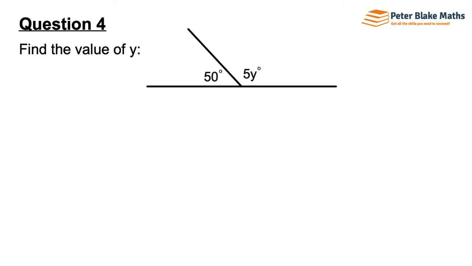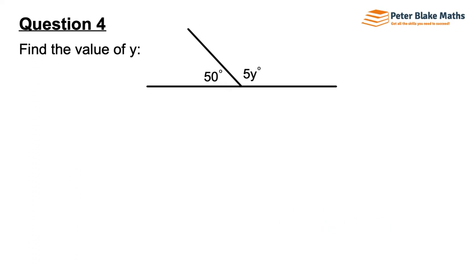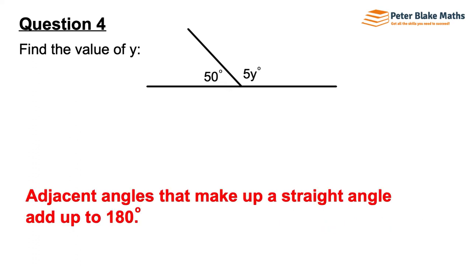Question 4. Find the value of y. Adjacent angles that make up a straight angle add up to 180 degrees. So we've got a 50 and a 5y that should add up to 180 degrees. Once again, we're going to make a little equation out of this. We've got 5y, and that's going to equal 180 degrees minus 50 degrees. So 180 minus 50 on the right hand side, just to simplify that, we'll end up with a little mini equation of 5y equals 130 degrees.